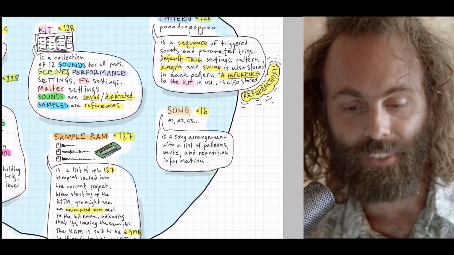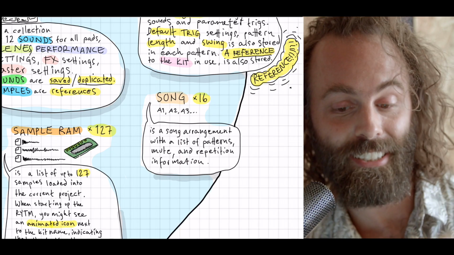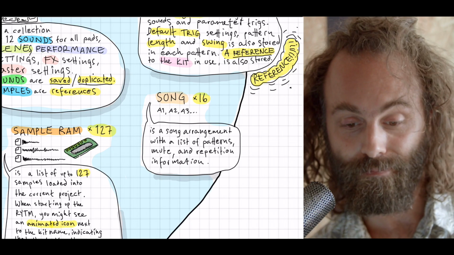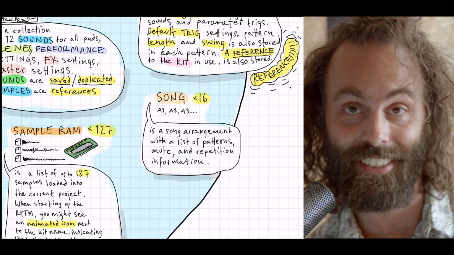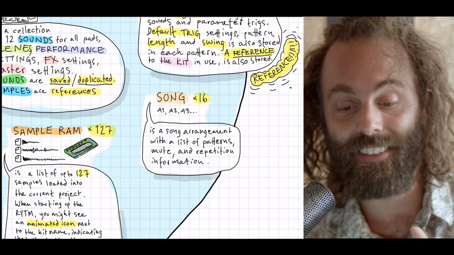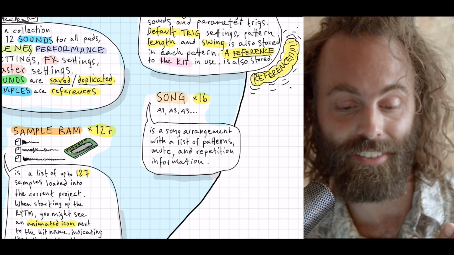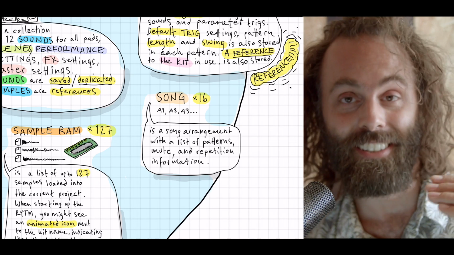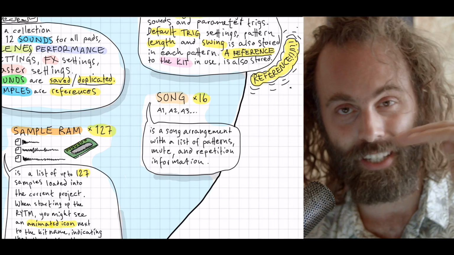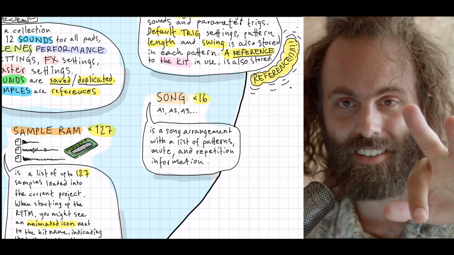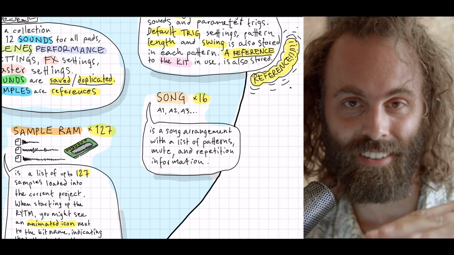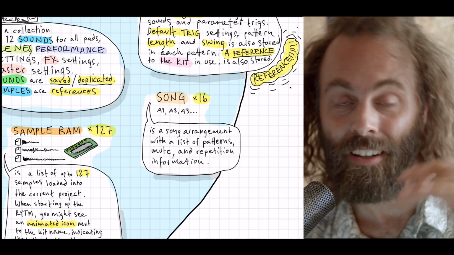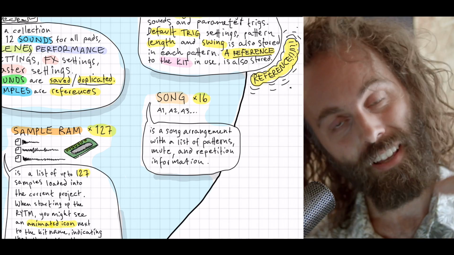The project also contains 16 songs. It can contain up to 16 songs. A song is an arrangement with a list of patterns, mute, and repetition information. So, in essence, you say, like, play this pattern, but only with these sounds muted, play this pattern with these sounds on again, play this next pattern 3 times, and so forth.